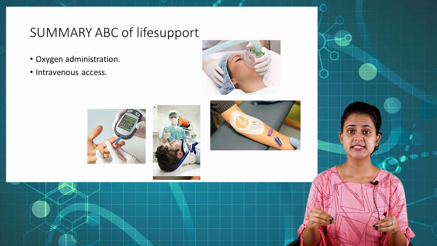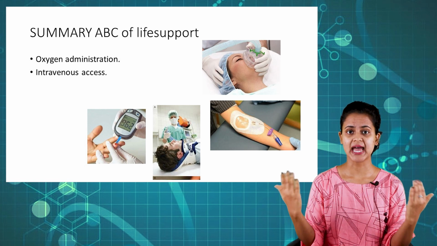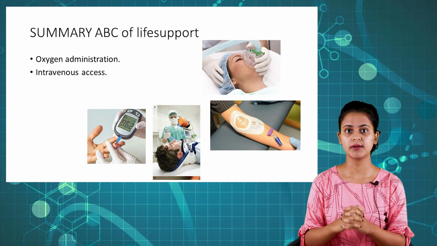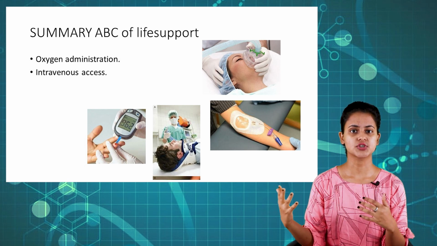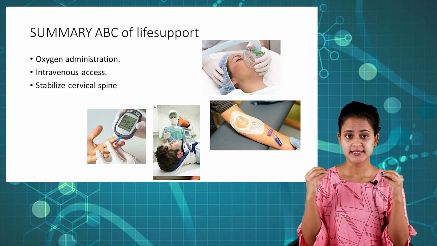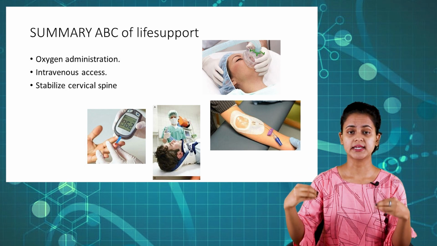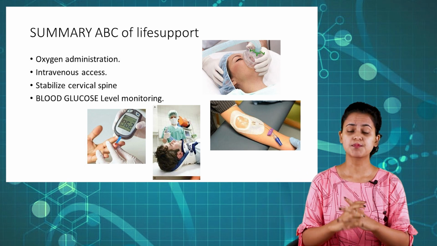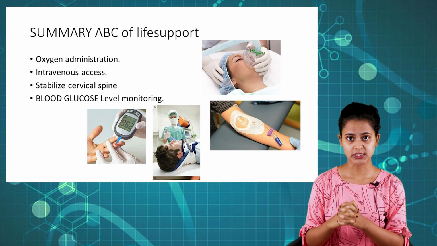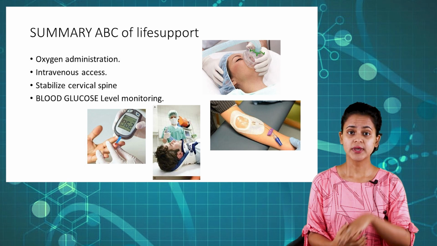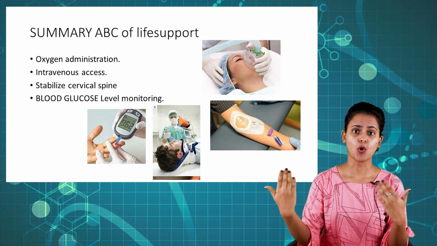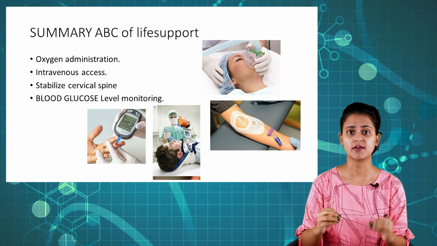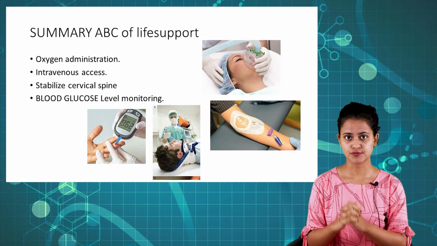Now the next thing is creating an intravenous access line in order to introduce the emergency medications or maintain the fluid electrolyte balance for the client. The next step is stabilizing the cervical spine with proper positioning of the client. Then the next part is the maintenance of the blood glucose level for the client. So here, maintaining the position of the client and maintenance of the fluid electrolyte and blood glucose level plays a very important role to manage the client with unconsciousness.